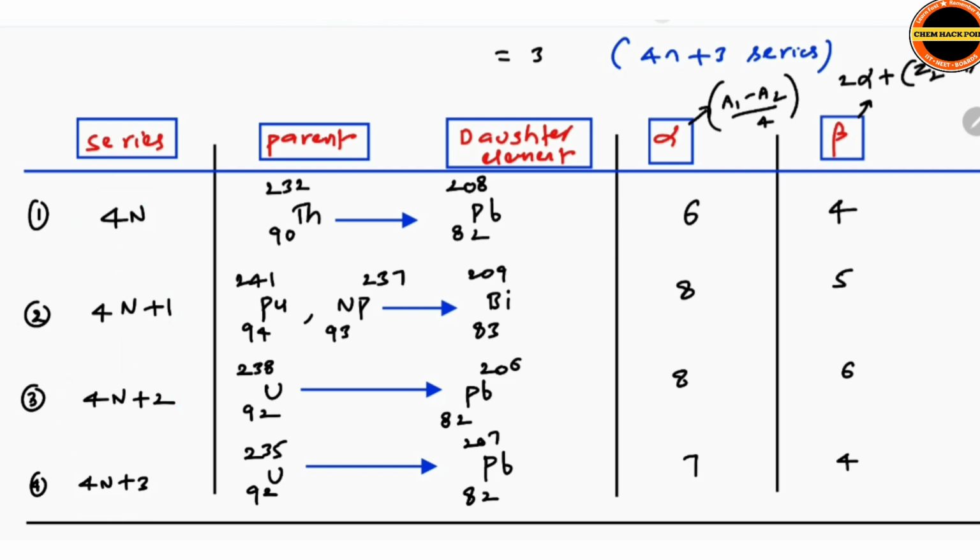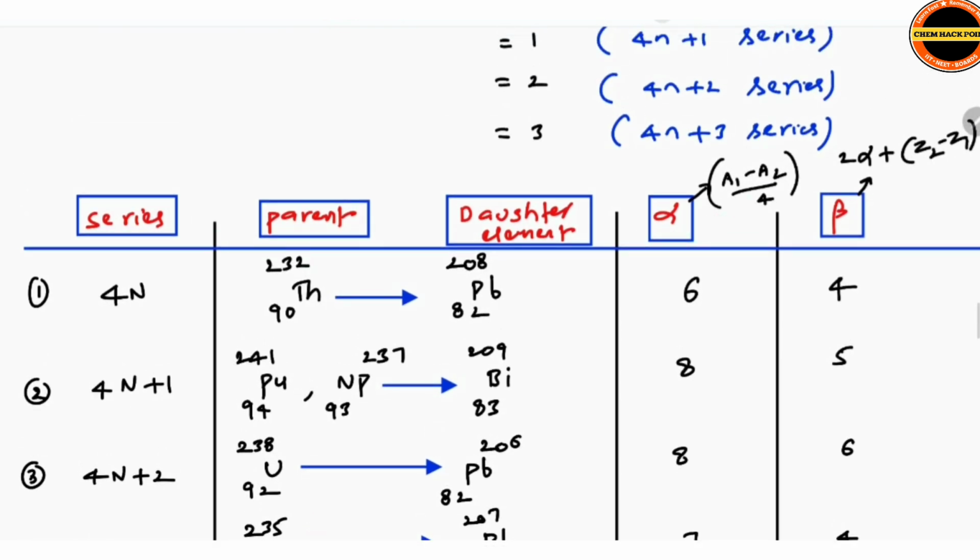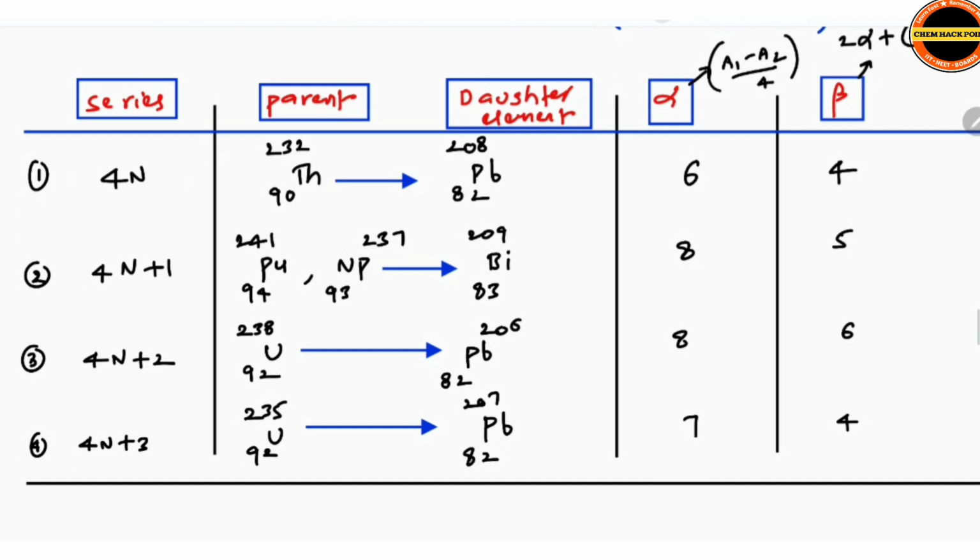Now observe it. How do we calculate alpha particles? A1 minus A2 by 4. How do we calculate beta particles? 2 into alpha plus Z2 minus Z1. Based on these formulas, we get the alpha as well as beta values.